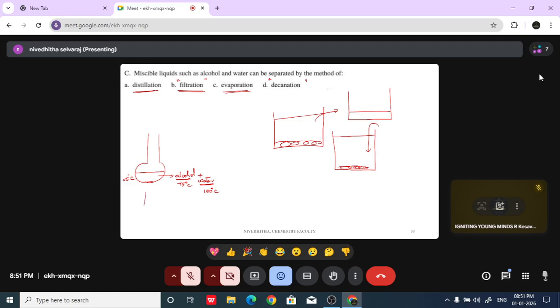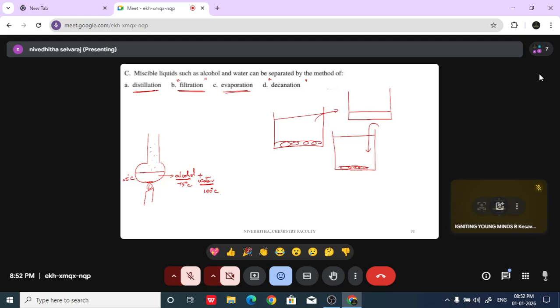So, what I'm going to do is heat this mixture. While I'm heating, the temperature will rise from 25 to 26, 27, 28 and so on. When the temperature attains 75 degrees Celsius, which will boil, water or alcohol? Alcohol. What is boiling? That liquid will get converted into vapor. So that vapor will escape out.